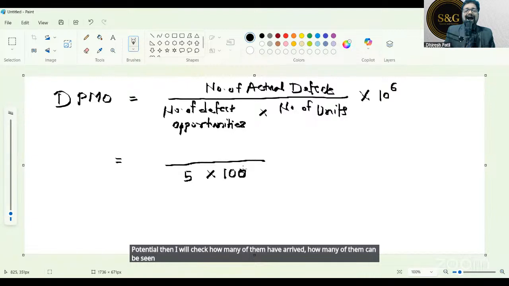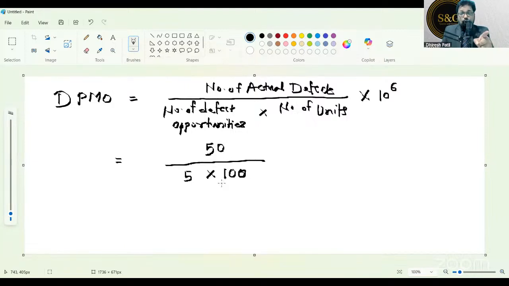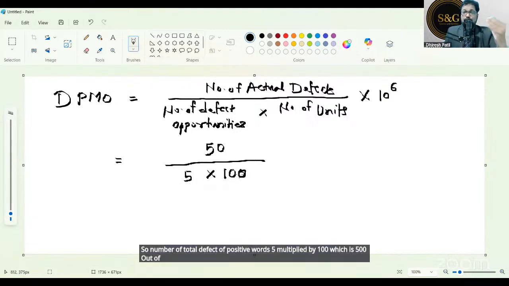Okay. I found 50 defects out of it. So number of total defect opportunity was 5 multiplied by 100, which is 500. Out of 500, I could find out 50 defects, whole multiply by 1 million, which is 10 raised to 6.